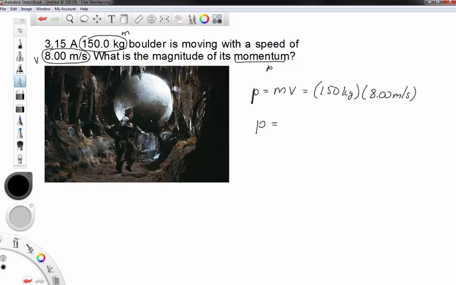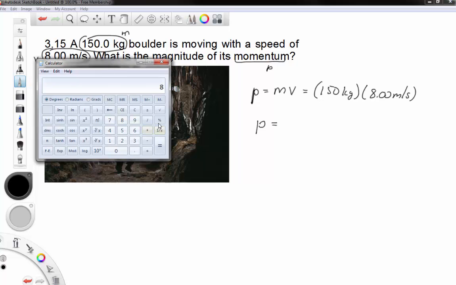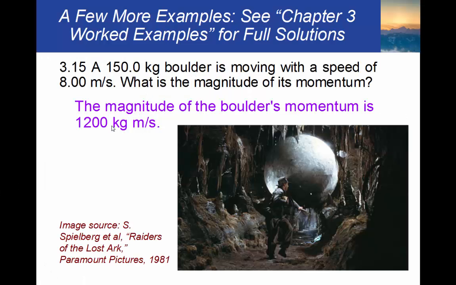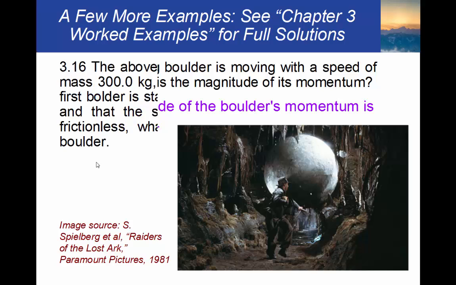So the magnitude of the momentum, basically how much momentum it has, is going to be 8 times 150, that's 1200. So 1200 kilogram meters per second, which is also the same thing as 1200 Newton seconds, where the first zero but not the second zero would be a significant figure in this answer.